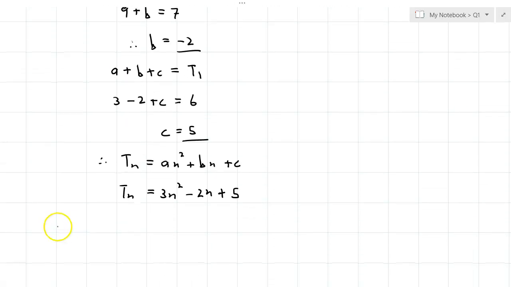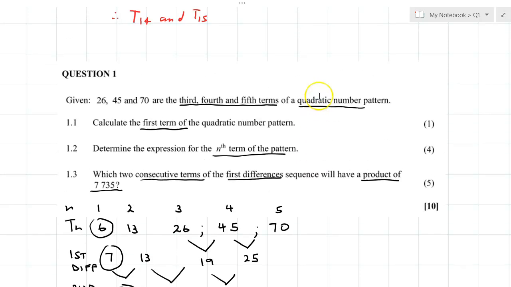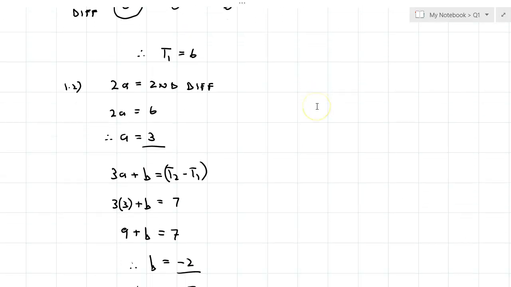So for 1.3, in this particular question, it says, which two consecutive terms of the first differences? The first difference sequence. Now we know that the first difference sequence is a linear pattern. So if we go back, then we can now see here what we have.